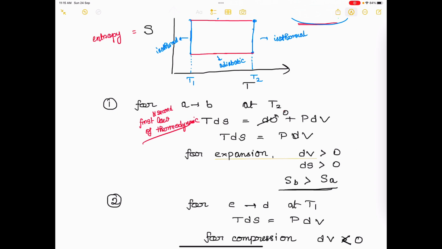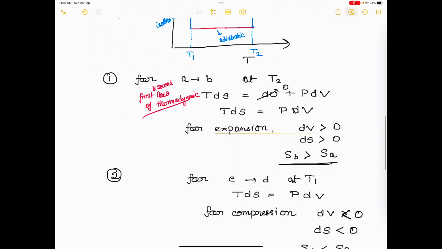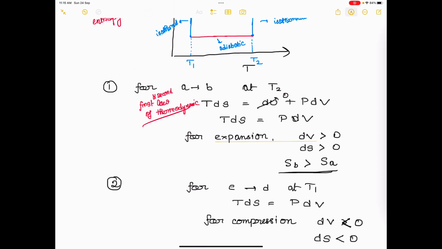For understanding that, let us consider the A to B process, which is given in the question. That is nothing but isothermal expansion because volume was increasing. So A to B is an isothermal expansion at T2 temperature because it is constant. The combination of the first and second law of thermodynamics tells us that TdS is equal to dU plus PdV. This we know. Now at constant temperature, the change in internal energy is zero.